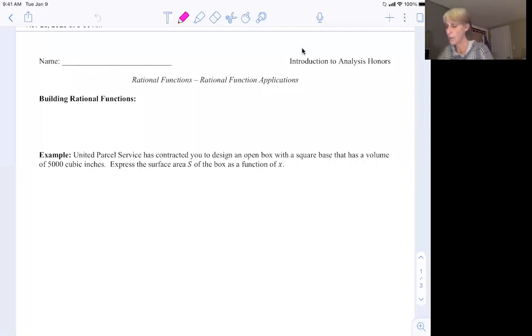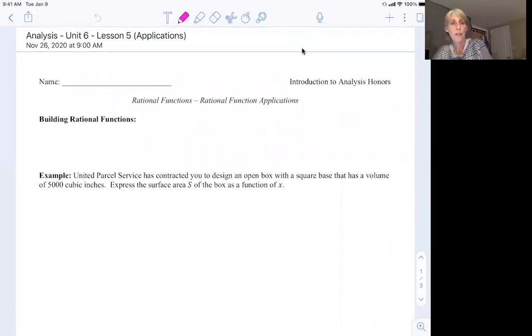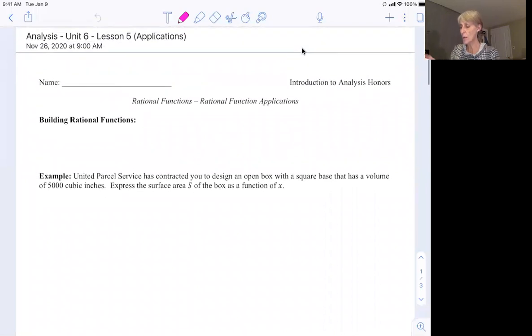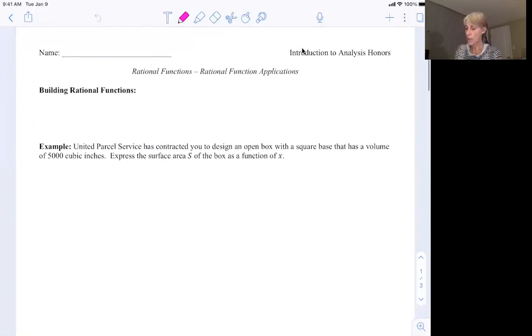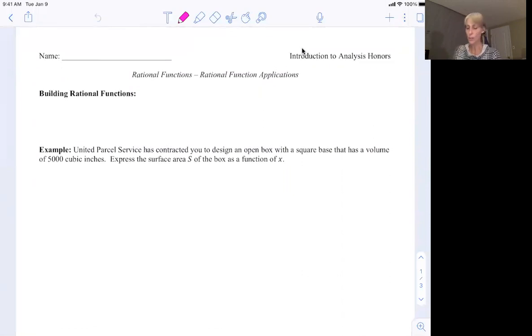Hey everyone. Today we're on Unit 6, Lesson 5, and we're going to be talking about some applications, mainly just the way that we can use rational functions to deal with real world situations. Our focus today will be building rational functions, and we did this in a previous unit, and I just want to remind you of some of the basic steps.